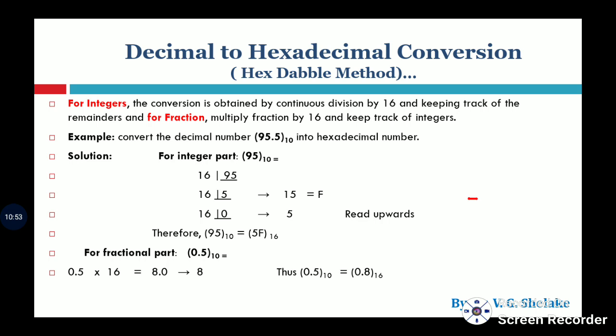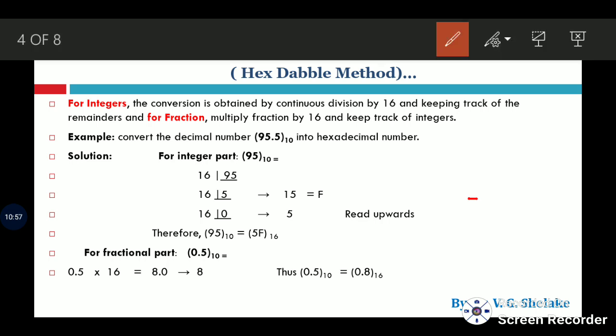For the fraction part, 0.5, we successively multiply this fraction by 16, we will get some integer, and that integer will be noted down as a result. So 0.5 times 16 is equal to 8.0, and the integer will be 8. Suppose the number is different.